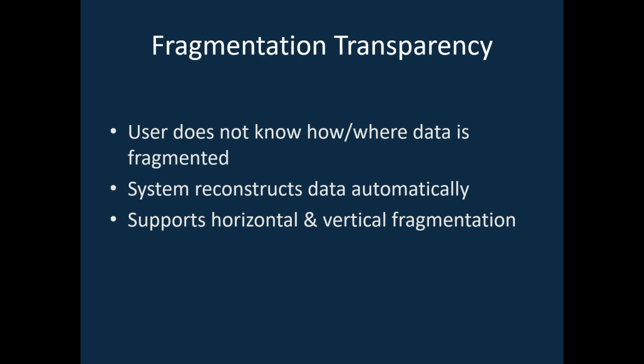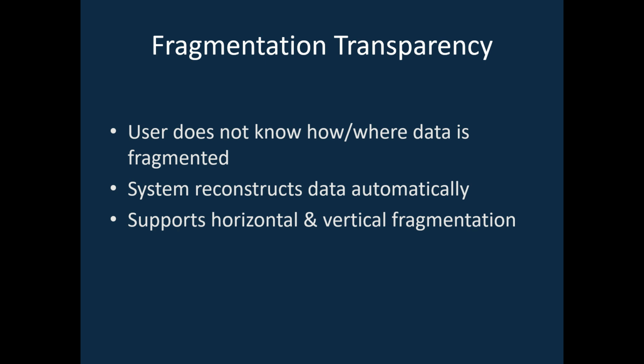First is fragmentation transparency. What does fragmentation transparency mean? It hides the fact that a table may be divided into fragments located at different sites. A simple example is customer records beginning with A to M, maybe stored in site 1, and customer records from N to Z maybe in site 2. These are stored in different locations. That's called fragments in different sites.